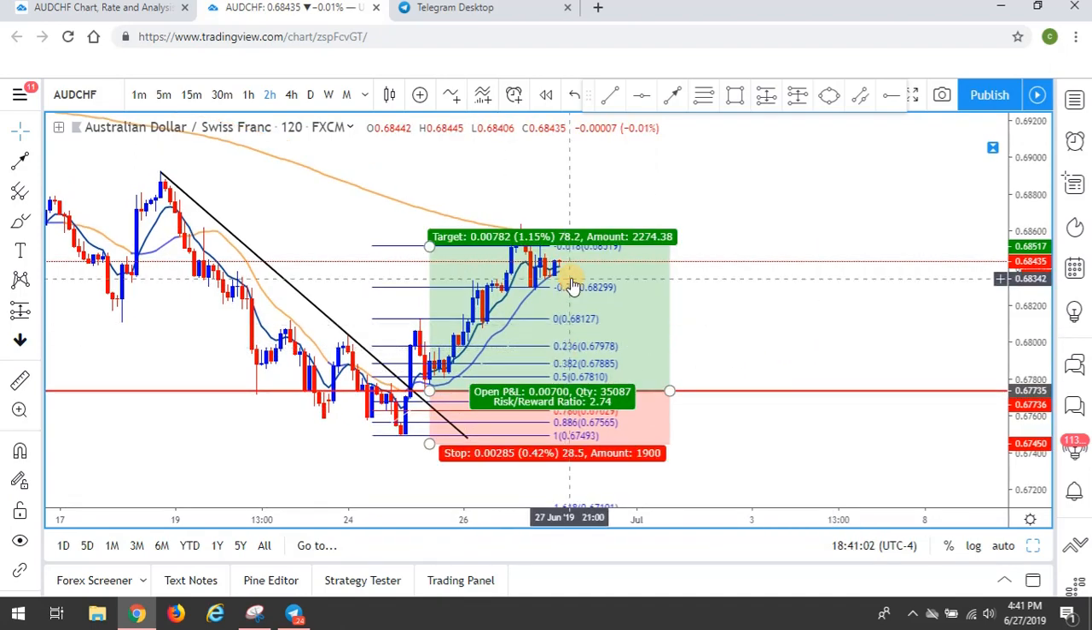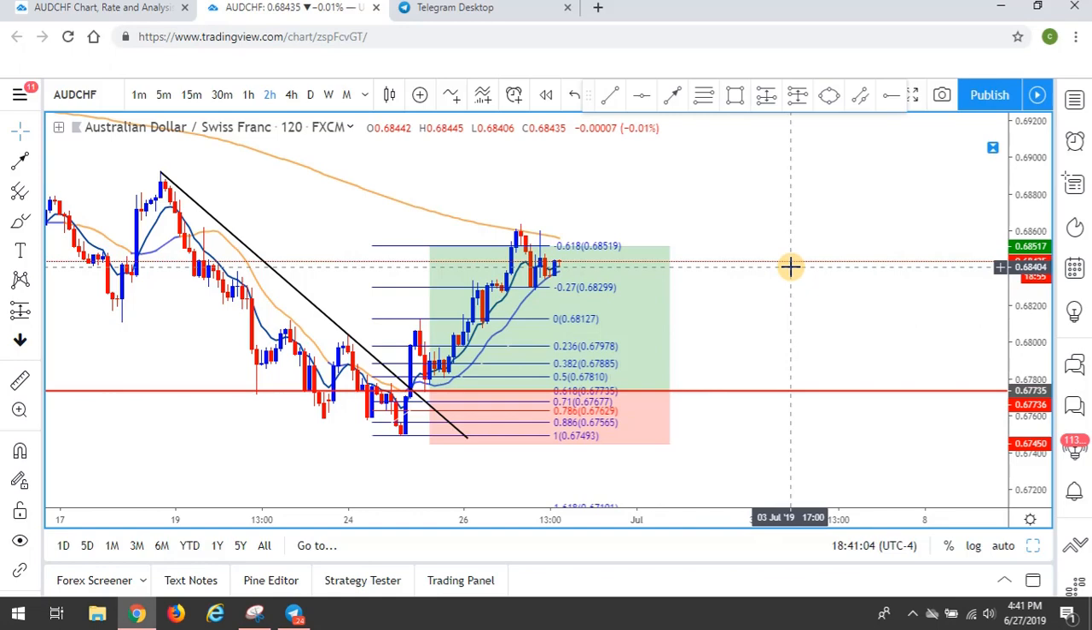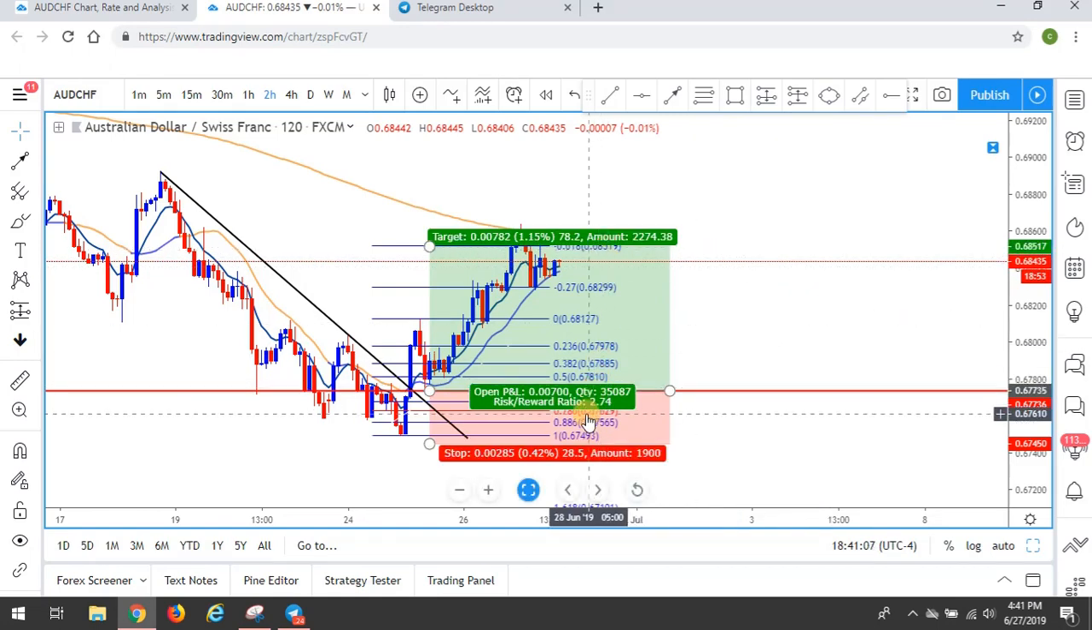And as well, we got 78 pips. We rode it all the way to the negative 618. 28 pip stop loss, another 1 to 2.74. So good risk to reward.